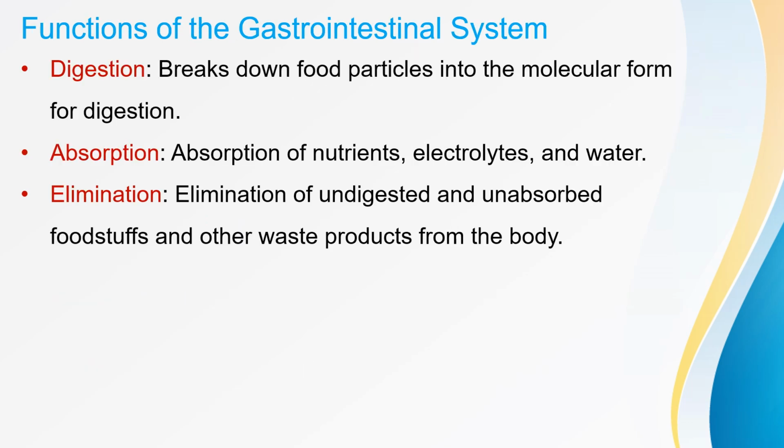Functions of the gastrointestinal system. The first one is digestion, which involves breaking down food particles into the molecular form for digestion. Then absorption, which involves absorption of nutrients, electrolytes, and water. And the last one is elimination of undigested and unabsorbed foodstuffs and other waste products from the body.